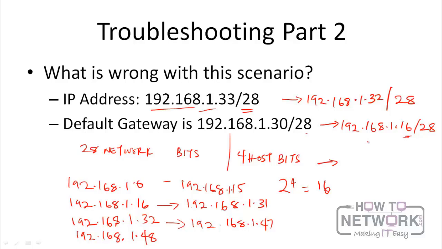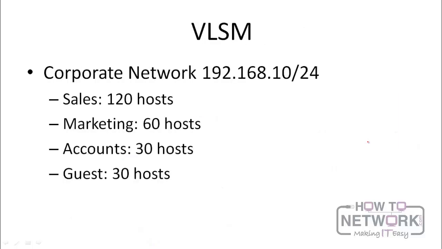Now let's move on to another part of IP version 4 addressing, which is variable length subnet mask. So far in all the examples we have been looking at in IP addressing, we've been looking at subnetting based on just one subnet mask. So we have different networks with the same number of hosts on a network. But what if we wanted to have different networks with different numbers of hosts?